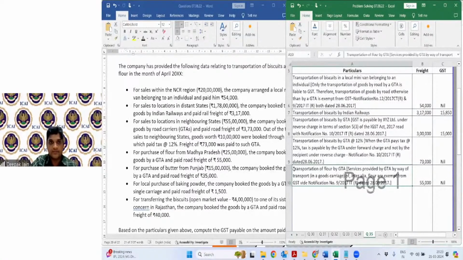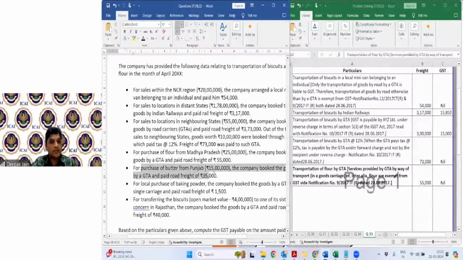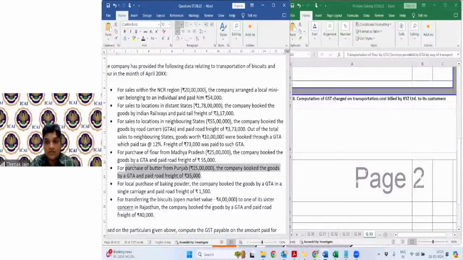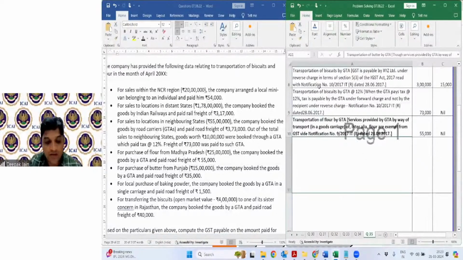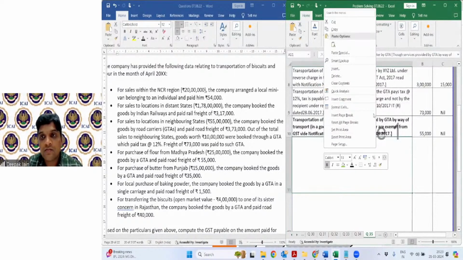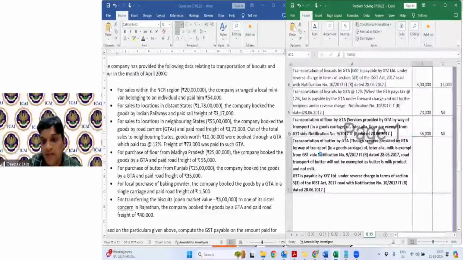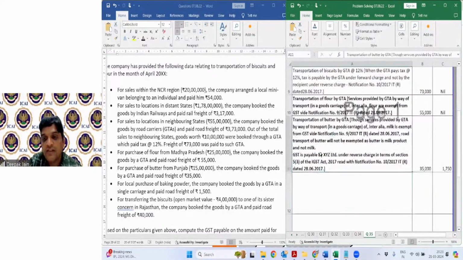This is very important. Then for purchase of butter from Punjab, the company booked the goods by a GTA and paid total freight of 35,000. ठीक है? Transportation of butter by GTA of inter alia milk is exempted from GST. Road transport of butter will not be exempted. Okay, butter is a milk product and not milk. So इसके ऊपर टैक्स तो लगेगा. सिर्फ मिल्क के ऊपर एग्जेम्पशन है, बटर के ऊपर नहीं है. फ्लोर के ऊपर एग्जेम्पशन है.